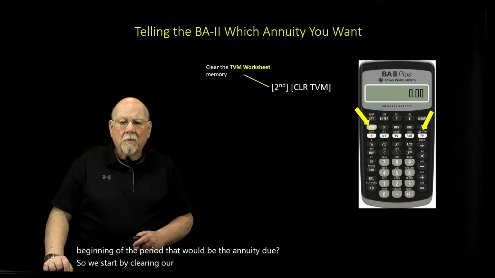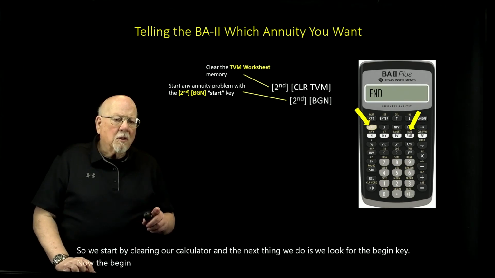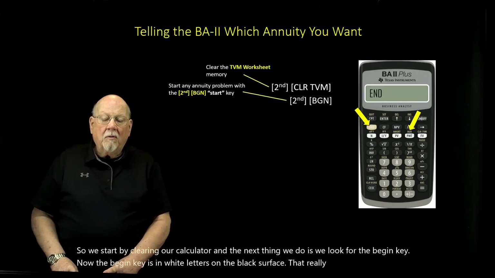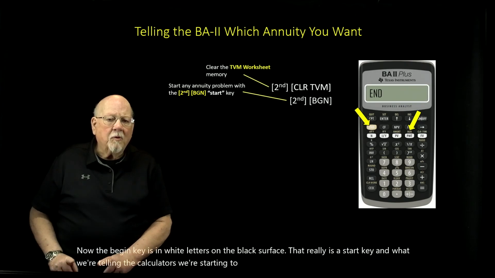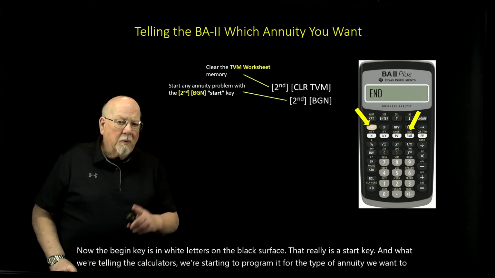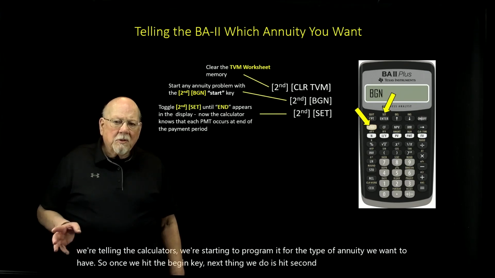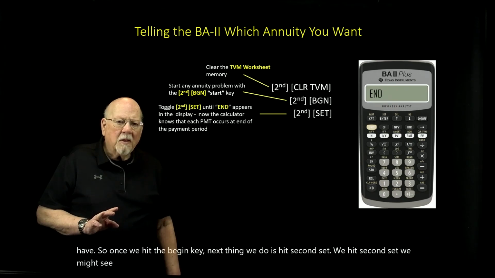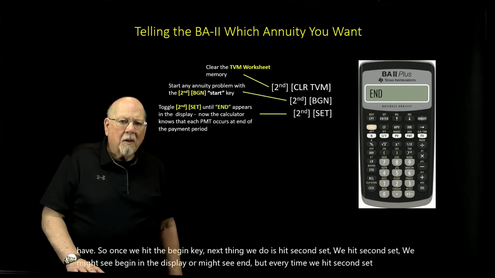The next thing we do is look for the begin key. Now the begin key is in white letters on a black surface, and that really is a start key. What we're telling the calculator is we're starting to program it for the type of annuity we want to have. So once we hit the begin key, the next thing we do is hit second set. When we hit second set, we might see begin in the display, or we might see end. But every time we hit second set, we're either going to see begin or we're going to see end.